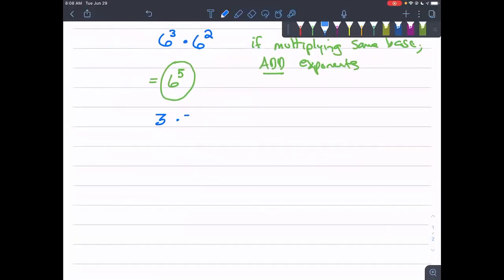One little one, you might not need this example, but I figured I'd show it anyway. Here, these are the same base, multiplying 3 and 3. The exponent on the 3 is what? 1. So that's all you got to remember. So this one's going to be 3 to the 7th.